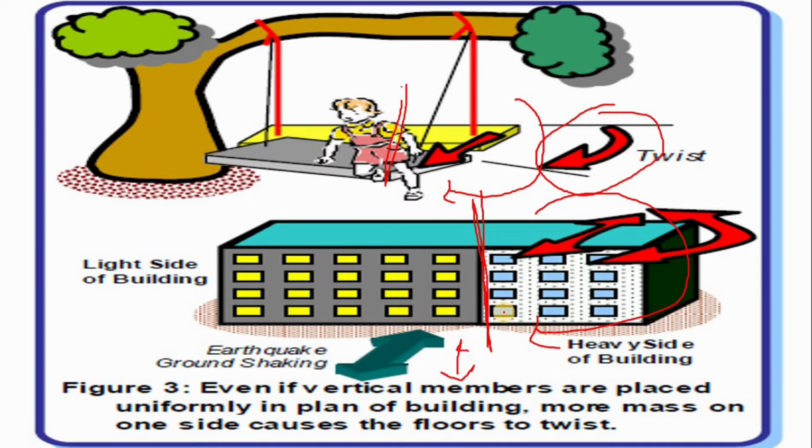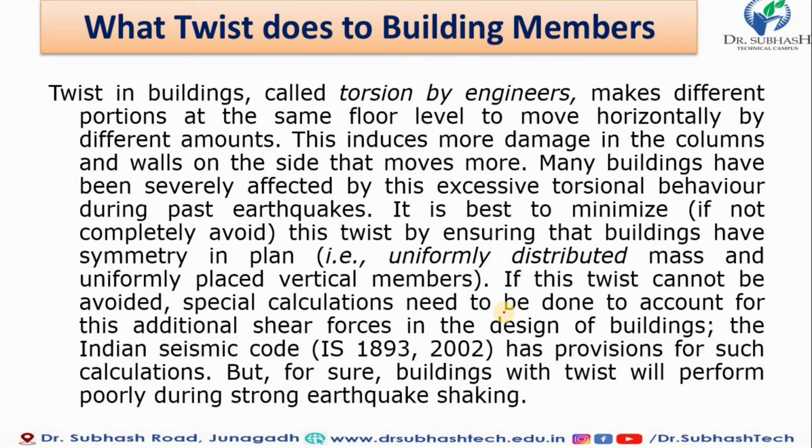So this is all about the twisting moment. You have to remember it with the example of swinging, so you can visualize how the building twists under the horizontal motion. Now, what does twist do to the building's members?